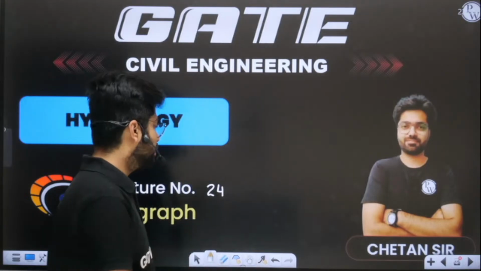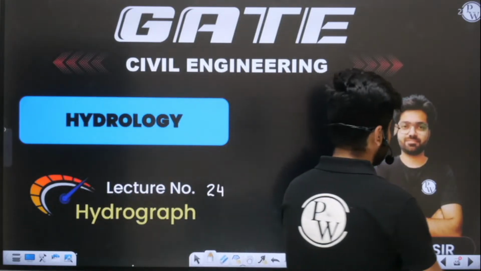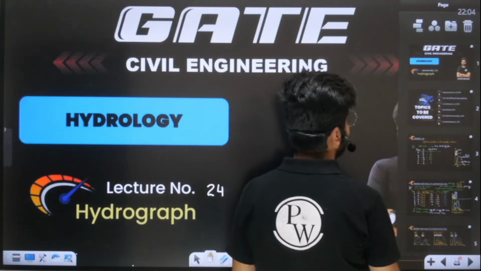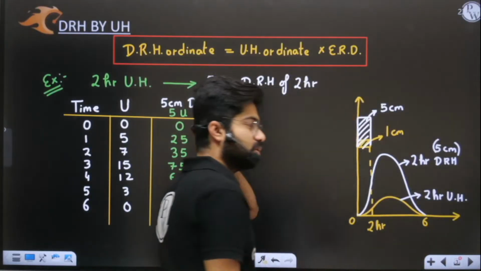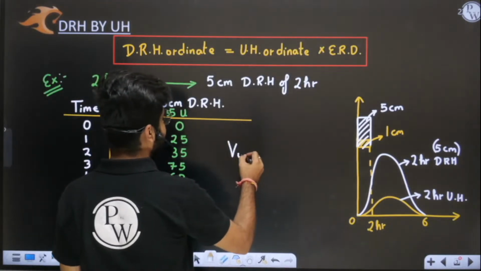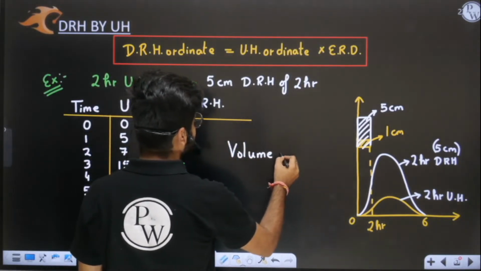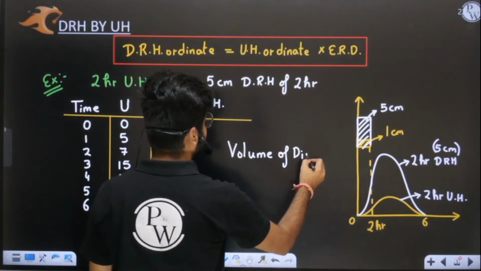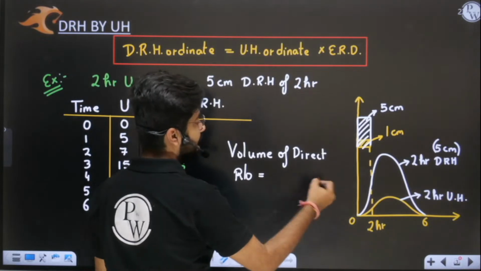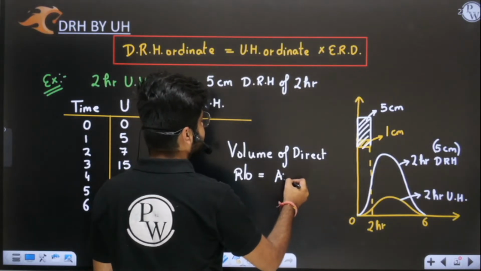So till last class we have discussed unit hydrograph. We discussed the volume of direct runoff hydrograph: how to find the volume of direct runoff when the DRH is given to you. I will simply find the area under the DRH.